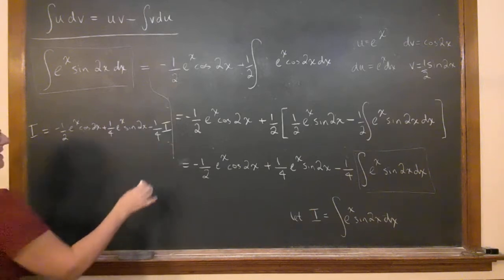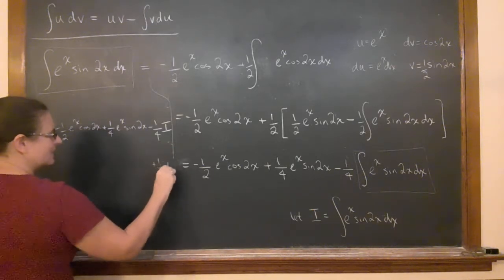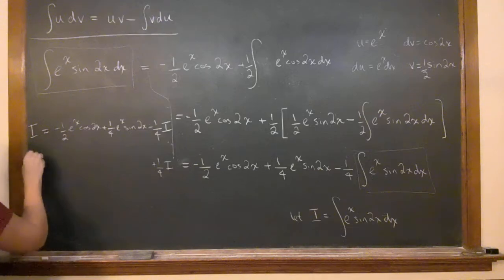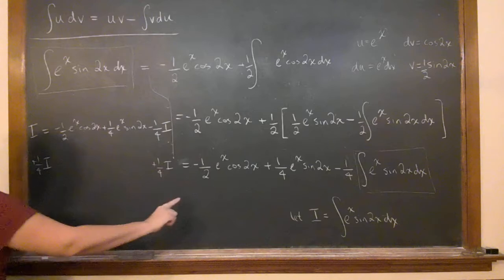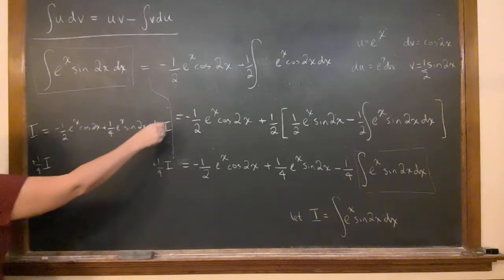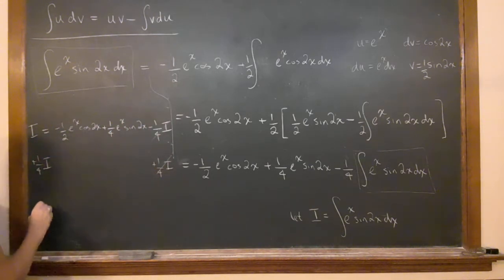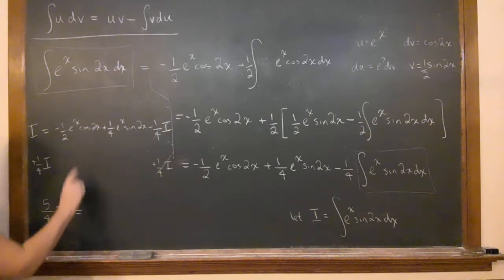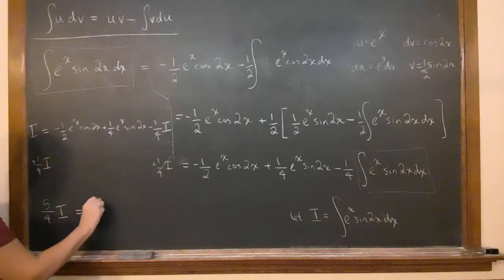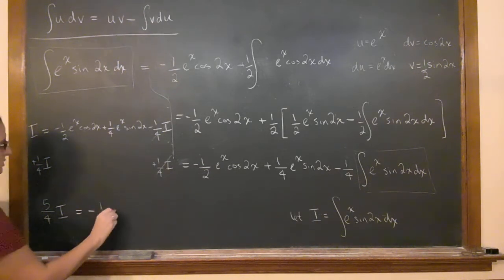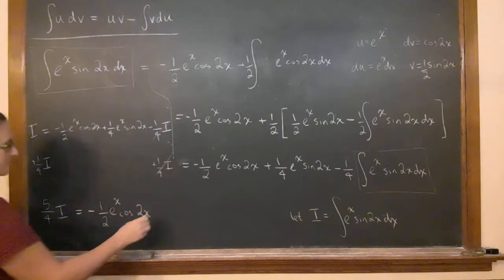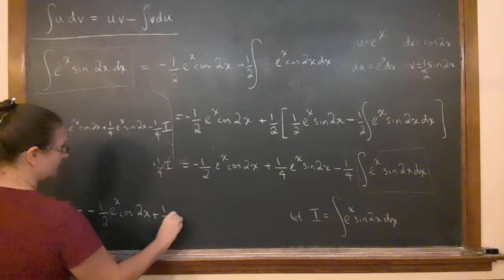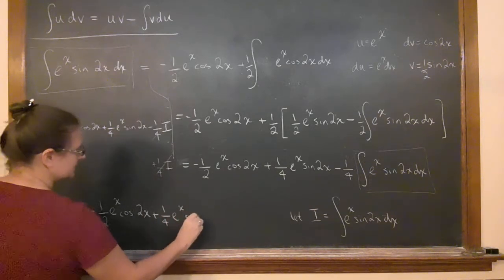So what I want to do is add 1/4 I to both sides, right? Maybe I'm just going to throw that guy over here. And what I end up with, which is already a nice piece here, these guys then cancel, and I have 5/4 I equals all this garbage, which you can write properly like we should, plus 1/4 e to the x sine 2x.